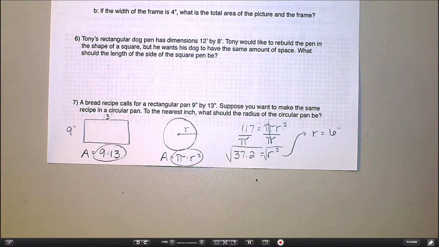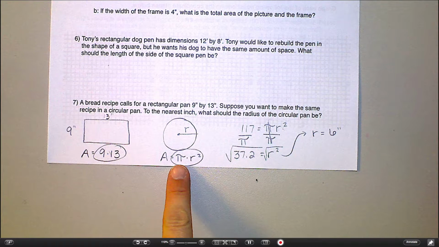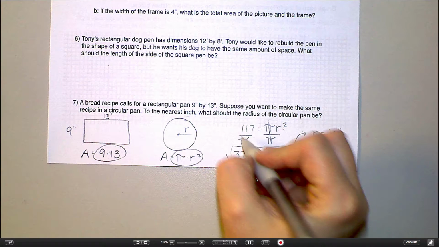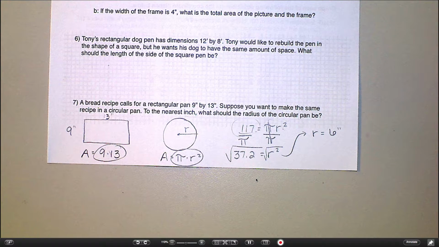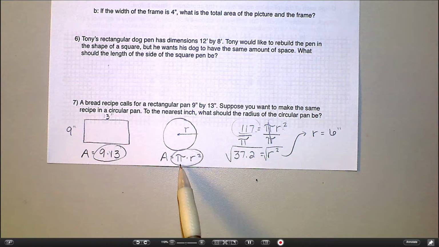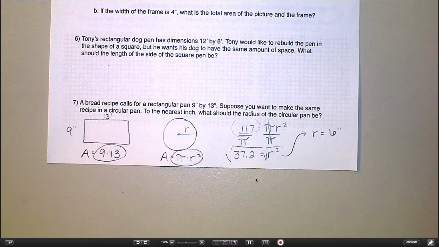Okay. If you wanted to check this, if you were unsure about this one, I would just really quick in your calculator do pi times 6 squared, and it should come out close to 117. It's not going to be exact because of the rounding that we did, but you can always check your answer by plugging it into this area formula and making sure it matches what this one was. Okay? Danielle?